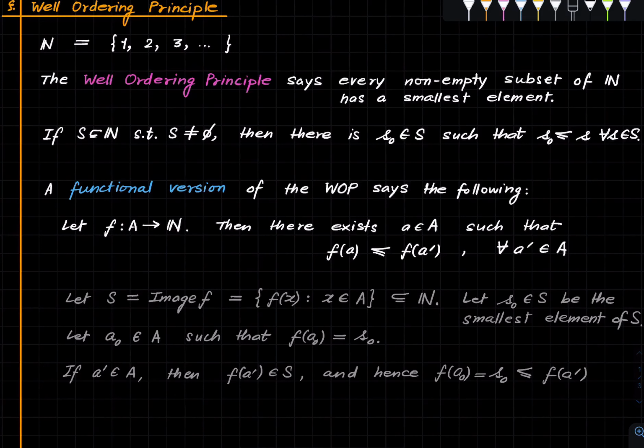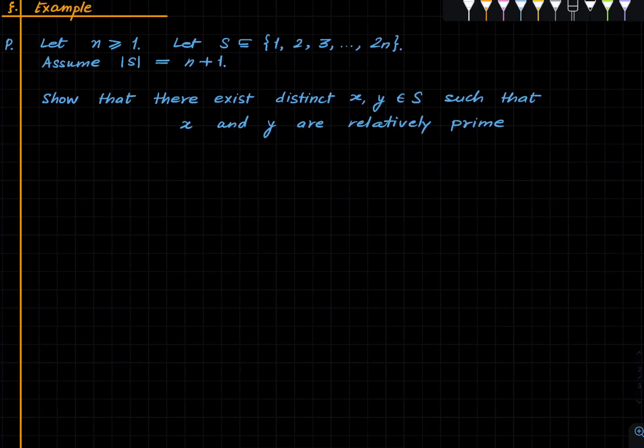So let me try to give one example where one can use this, and I will do everything in gory detail, but one should try to understand the core of the argument. So here is the example. Suppose n is some positive integer, meaning some natural number, and suppose S is a subset of this set whose size is n plus 1. Or maybe I could even say at least n plus 1. It's the same thing. So suppose its size is exactly n plus 1.